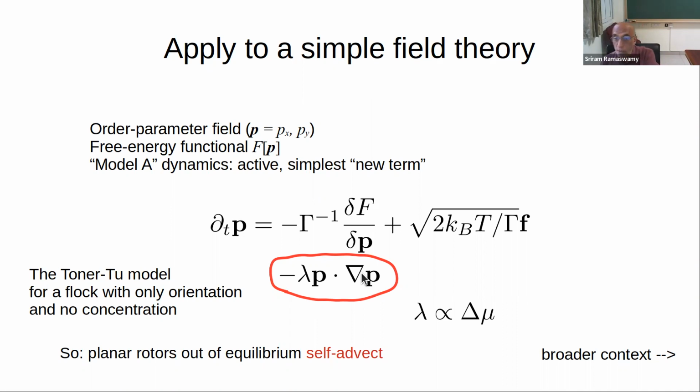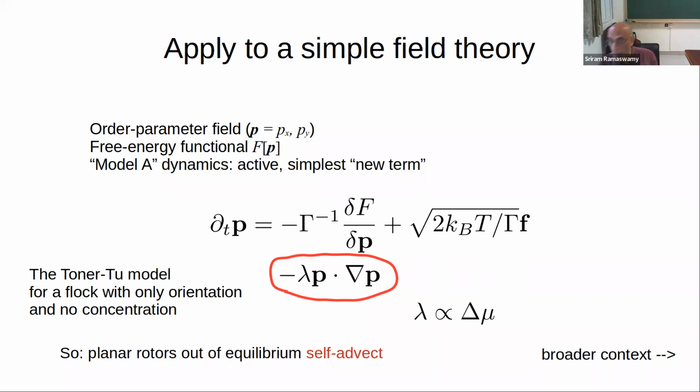The moment you get this term P dot grad P, this equation is changed in a profound way, because this term says local disturbances in the P field get carried by in the direction in which P is pointing. So P acts like a velocity field, just like the V dot grad V nonlinearity in the Navier-Stokes equation.